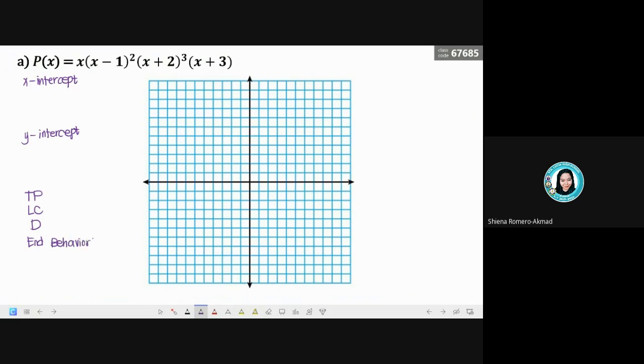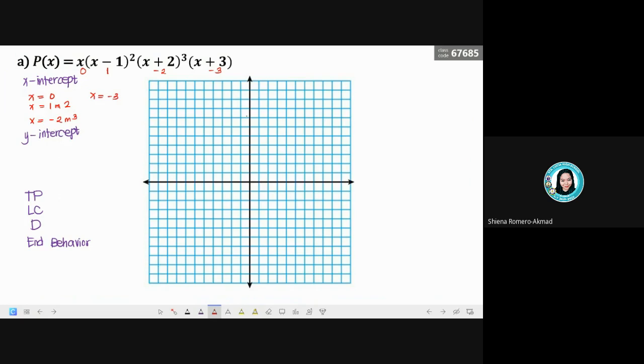Ganyan lang pag mag-graph na tayo. So, the x-intercept, dahil madali lang naman to, all we have to do is to get the value of x. So, 0. Ito naman, positive 1. Ito naman, negative 2. Ito naman, negative 3. So, remember the multiplicity. So, x is 0. X is 1, multiplicity 2. X is negative 2, multiplicity 3. Then x is negative 3.